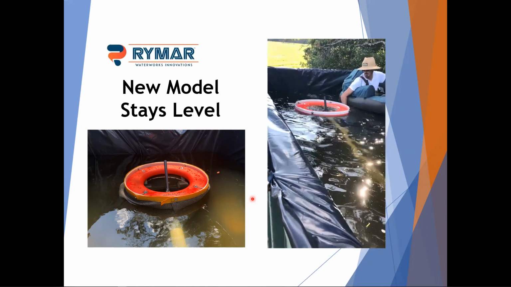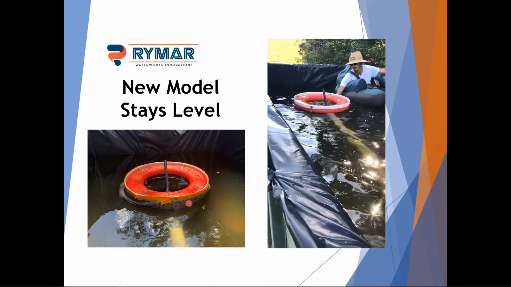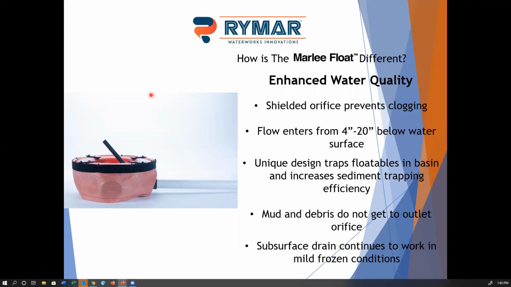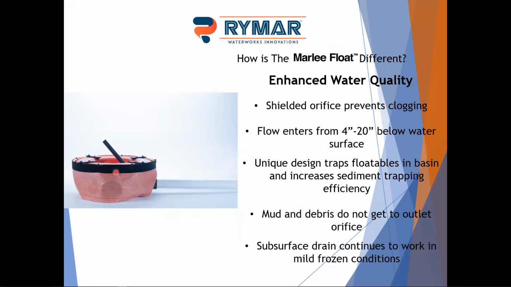Again, in this picture, you can see that debris guard. We've actually gone to a fabric that's more orange. It's basically the same fabric, just the orange color to go with our branding. It hangs down about 12 to 15 inches below the surface to keep the debris out from the skimmer. As you can see in this picture, it hangs down basically to the bottom of the pipe. It has a vent tube. Again, this design really prevents clogging, really limits the trash that can get to it to clog it. And it traps the floatables in the basin and increases your sediment trapping efficiency, and keeps mud and debris from getting there.